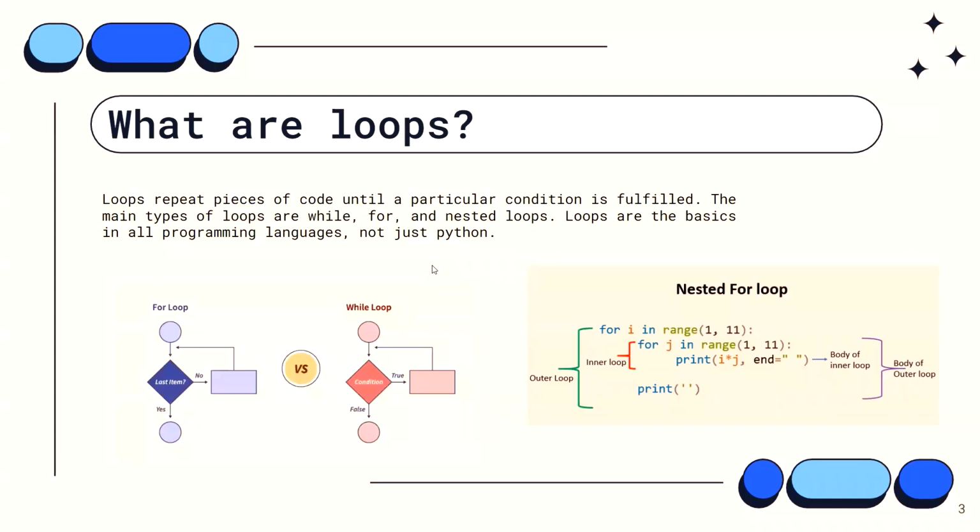Basically, loops just repeat a piece of code, and different types of loops work a little bit differently, and we'll go over that later in the video. But loops are not just in Python. They're in lots of programming languages, and they're the basics for lots. They're one of the first things you learn when learning different languages. So it's a really important concept, especially in Python.